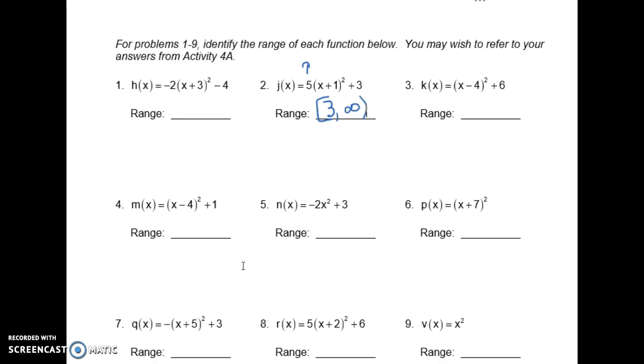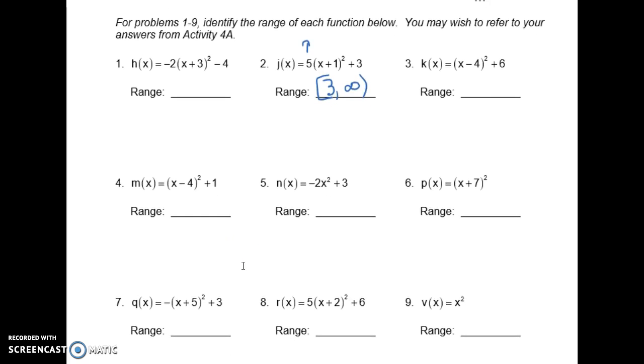Number 5 is concave down. So that means there's a maximum value. So we're going to start at negative infinity and go to 3, parenthesis there, and bracket there.